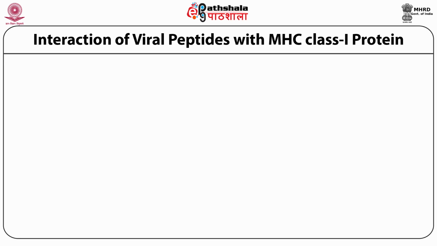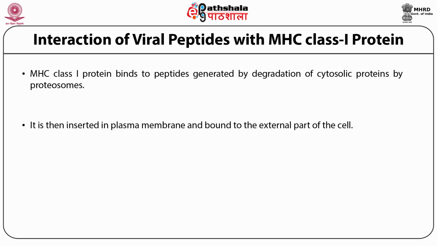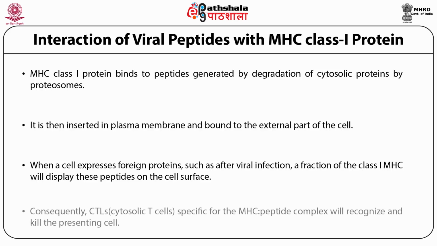I wish to give you another example from immunology, the interaction of viral peptide with MHC class 1 protein. MHC class 1 protein binds to peptides generated by degradation of cytosolic protein by proteasomes. It is then inserted in the plasma membrane and bound to the external part of the cell. When a cell expresses foreign protein, such as after viral infection, a fraction of the class 1 MHC will display these peptides on the cell surface. Consequently, CTLs, cytotoxic T cells, specific for the MHC peptide complex, will recognize it and kill the presenting cell.